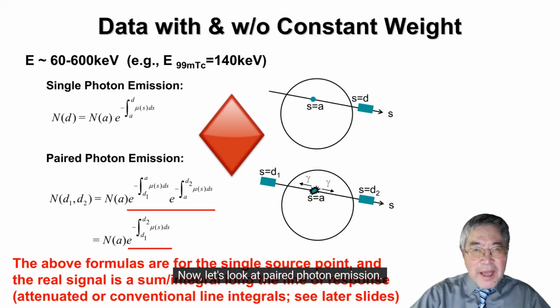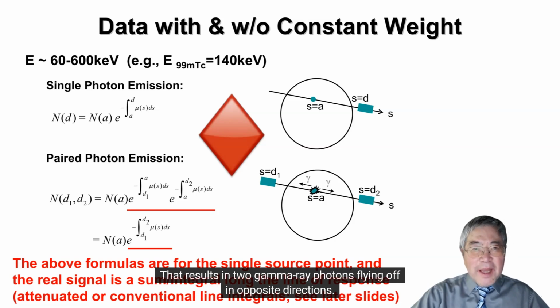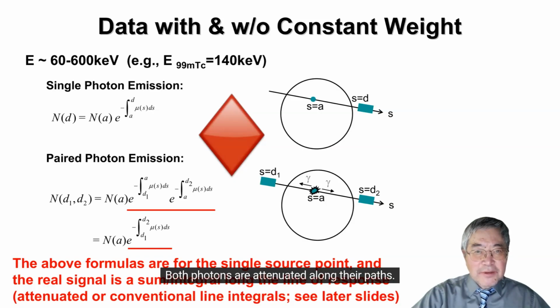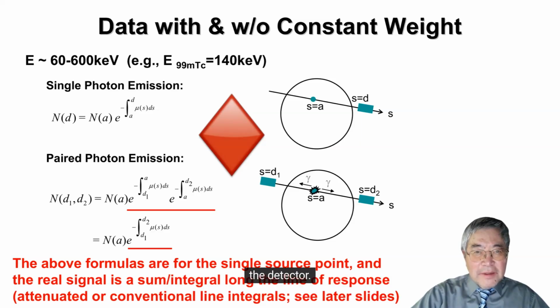Now let's look at paired photon emission. Here an event occurs. A positron is emitted, finds a nearby electron, and annihilates. That results in two gamma-ray photons flying off in opposite directions. One gamma-ray photon travels from position A to detector D1, the other goes from A to detector D2. Both photons are attenuated along their paths. The attenuation factor for each path acts like a probability, the chance that the photon actually reaches the detector.